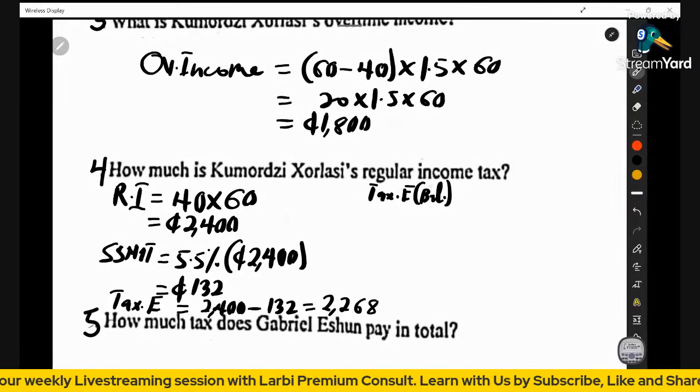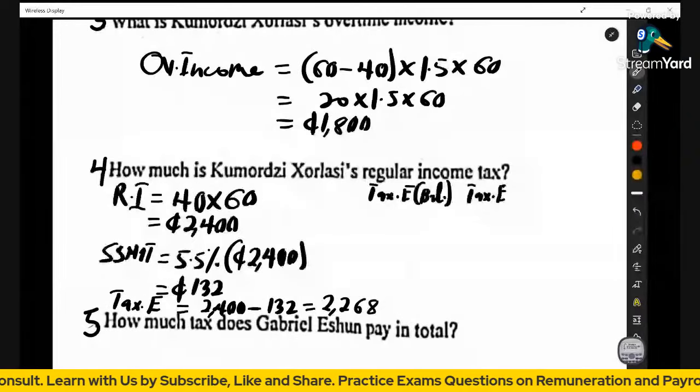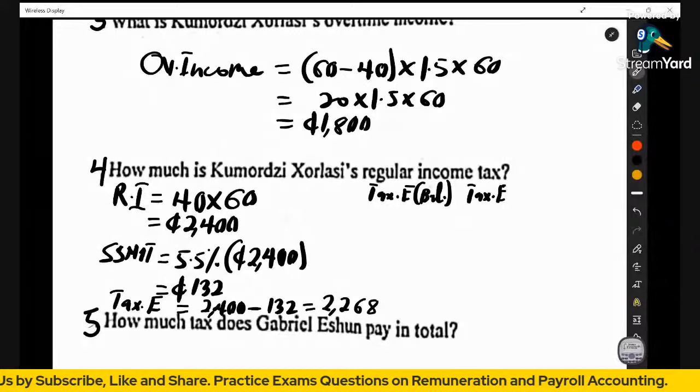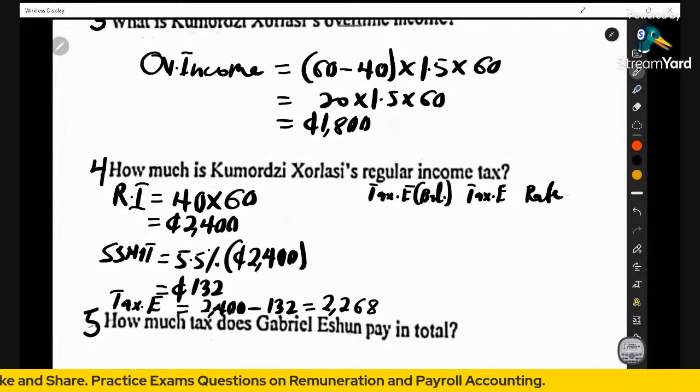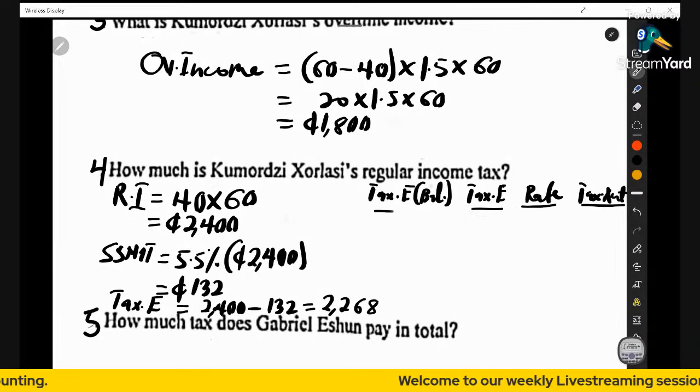And we have taxable earning as one. We also have taxable earning as a balance. And we have our rate, and then we have our tax amount. I will explain all these items. So this is what we're going to do.